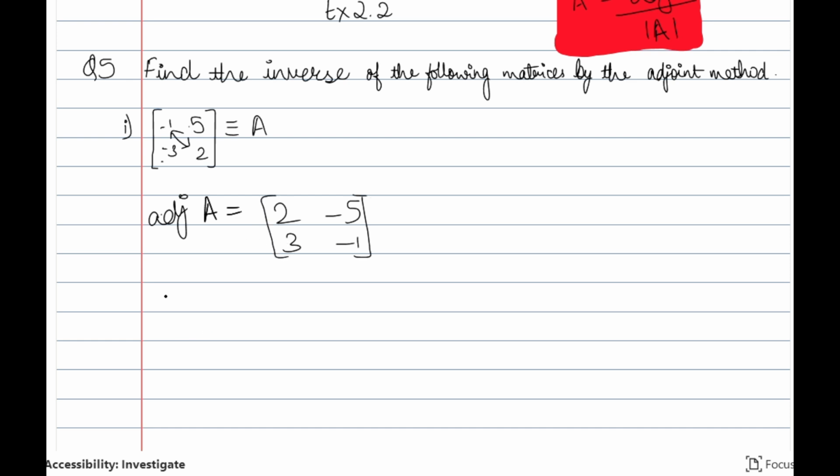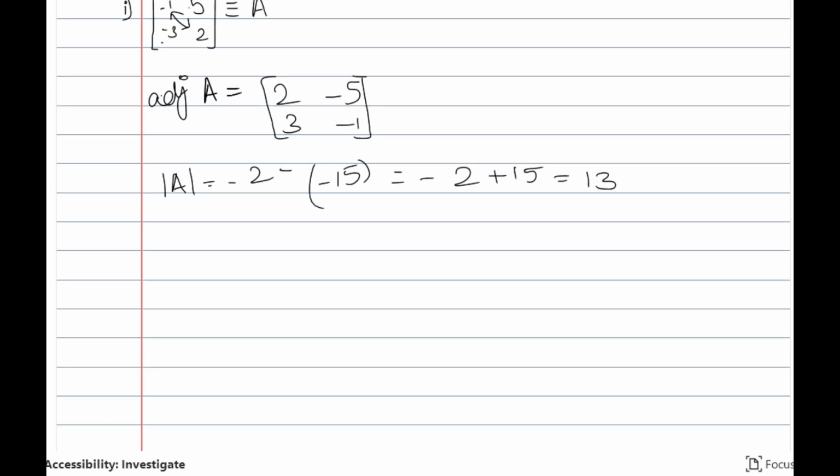Alright, now you have to find the determinant of A. What is that going to be? Determinant of A will be 1 and minus 1 into 2 minus 2 minus 3 into 5, that is minus 15, which is minus 2 plus 15, which is equal to 13. Right. So to find inverse, what we'll do is we'll write it as 1 upon determinant of A into adjoint of A. Alright. It's the same thing, right?